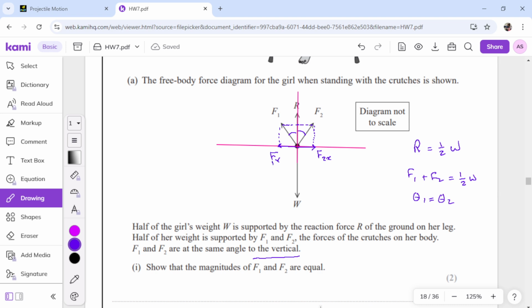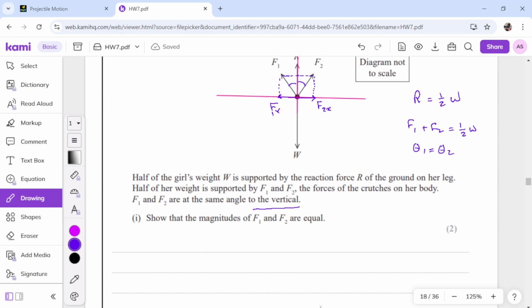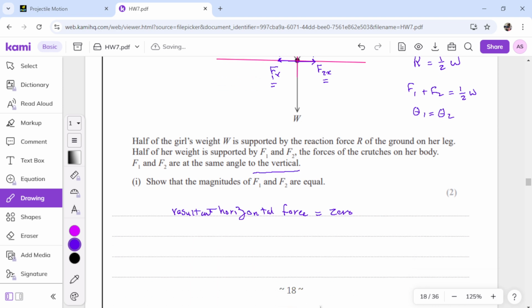And because the girl is horizontally in equilibrium, it means what? Resultant horizontal force equals 0. So I will start with resultant horizontal force equals what? 0. What does it mean? It means F2x and F1x are equal. So I will write F1x equals F2x.